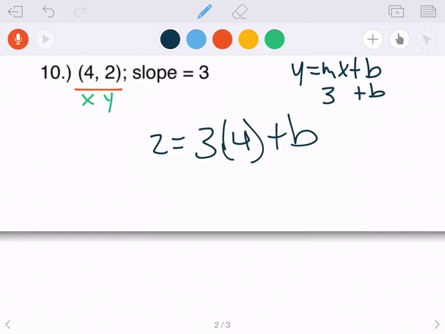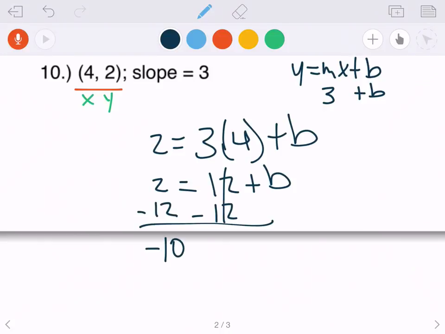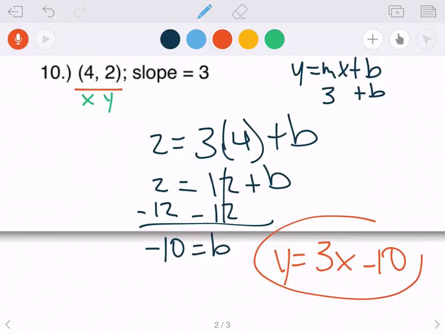Now I'm just going to solve for b. So I have 2 equals 3 times 4, which is 12, plus b. I need to get rid of that 12, and I'm going to do that by subtracting 12. So we get negative 10 equals b. Now I have my slope and my y-intercept, so I can go ahead and write my equation. y is going to equal 3x minus 10.